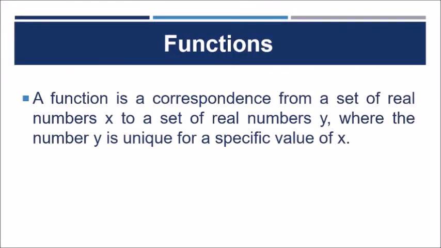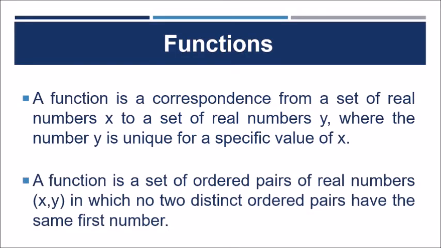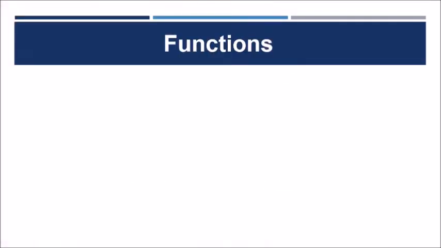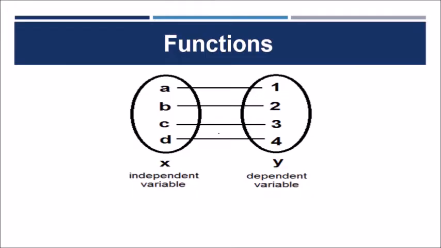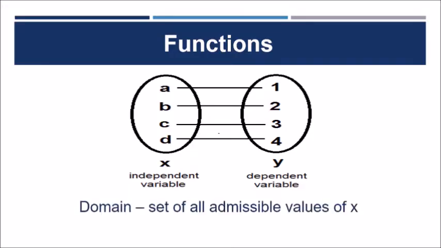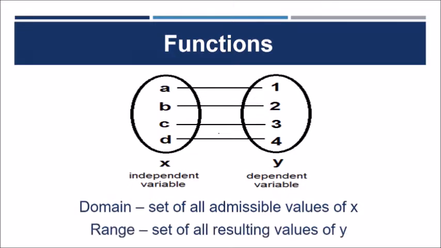A function is the correspondence from a set of real numbers x to a set of real numbers y, where the number y is unique for a specific value of x. A function is a set of ordered pairs of real numbers in which no two distinct ordered pairs have the same first number. So we have x as the independent variable and y as the dependent variable from the function notation y equals f of x. Domain is a set of all admissible values of x and range is the resulting values of y.